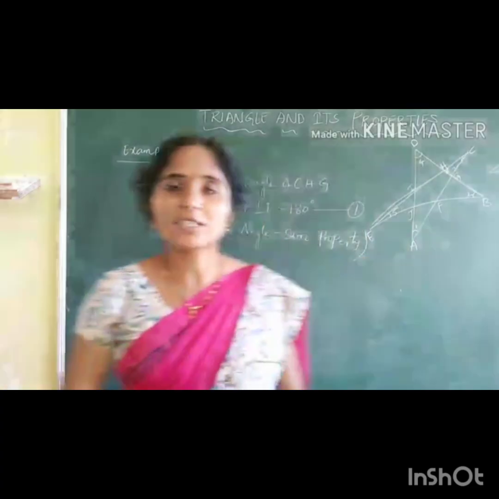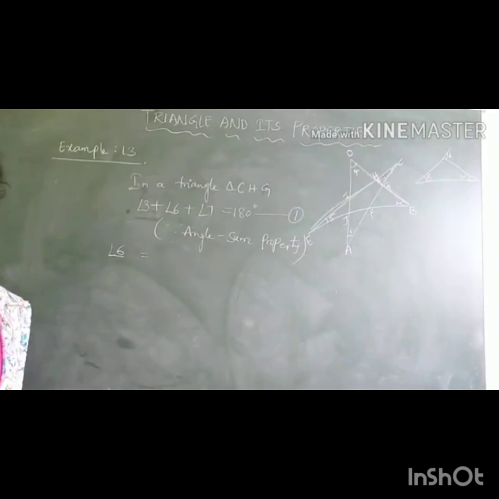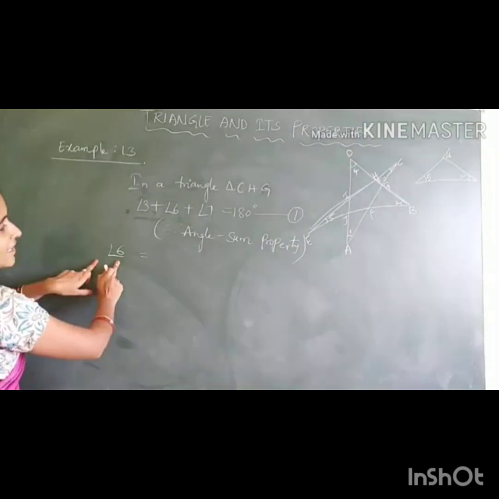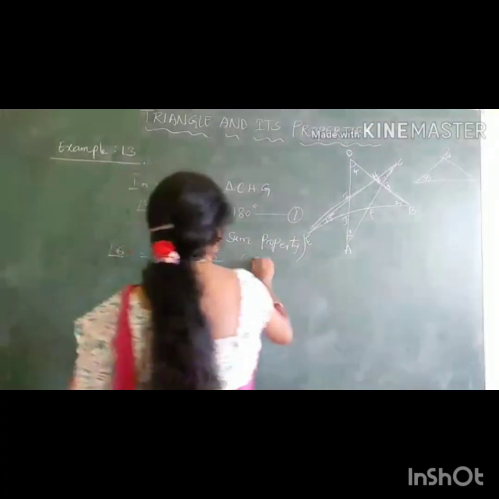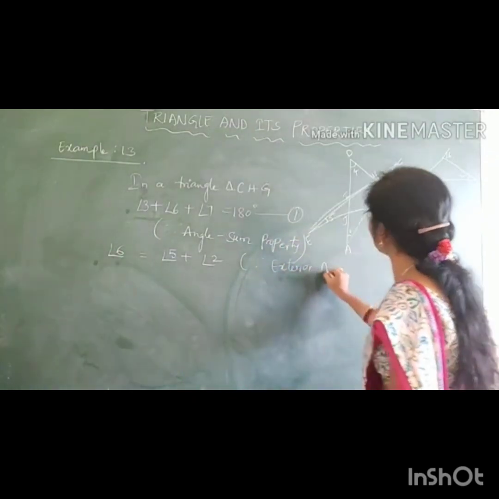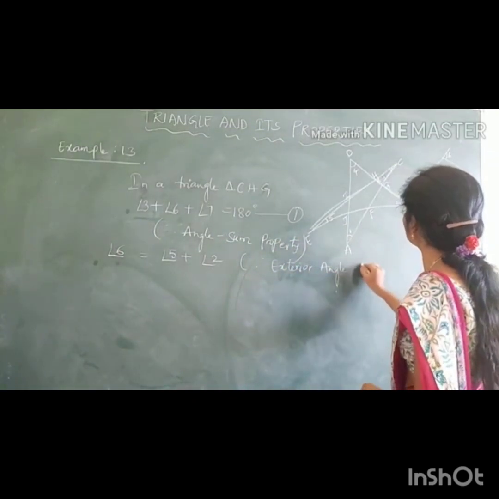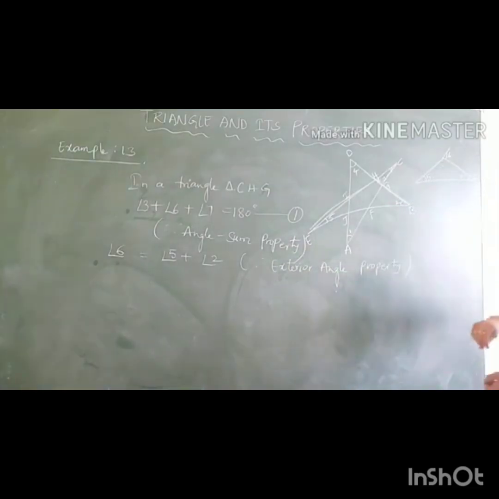What do we know about the exterior angle property? The exterior angle of a triangle is equal to the sum of opposite interior angles. So here angle 6 is equal to angle 5 plus angle 2, the sum of opposite interior angles, based on the exterior angle property of a triangle.